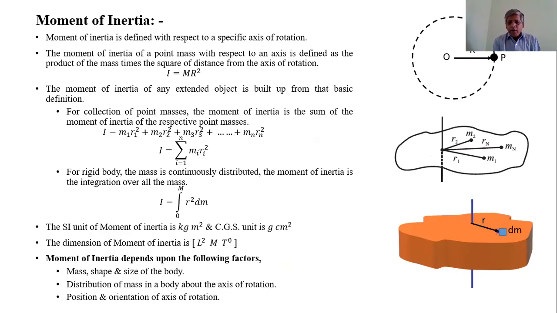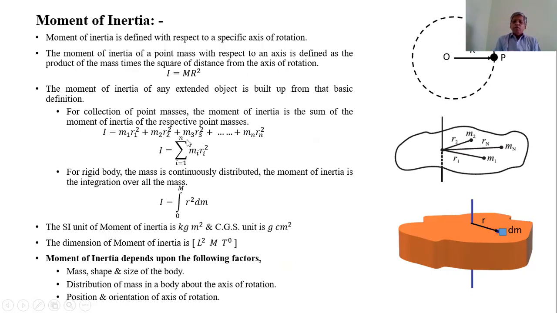At that time, the moment of inertia of such a collection of point masses is equal to the sum of the moment of inertia of individual particles from the given axis of rotation. That is, I is equal to m1 r1 square plus m2 r2 square plus m3 r3 square plus dash plus mn rn square. That is equal to summation of mi ri square, where i is equal to 1 to n.